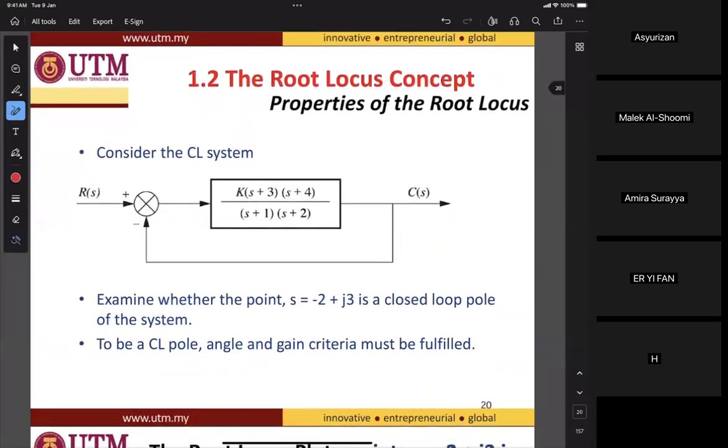So we consider this open loop transfer function shown here: K (s plus 3)(s plus 4) over (s plus 1)(s plus 2). Question.